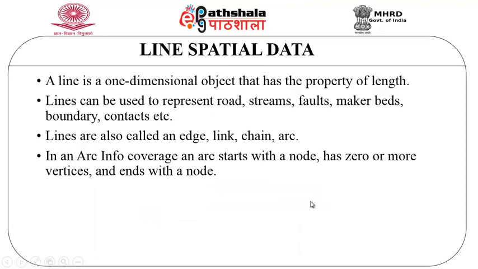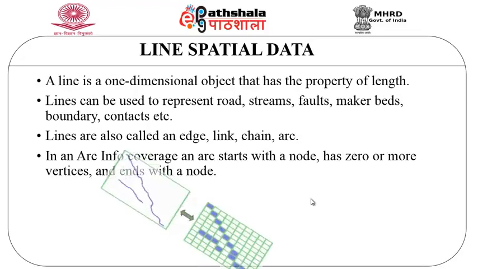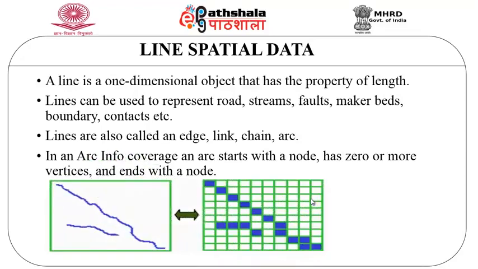The next one is line spatial data. A line is usually called a one-dimensional object that has the property of length. Lines can be used to represent roads, streams or faults, boundaries, contacts, etc. Lines are also called edges or links or chains or arcs. In an arc information coverage, an arc starts with a node, has zero or more vertices and ends with a particular node. So this is an example of line spatial data.